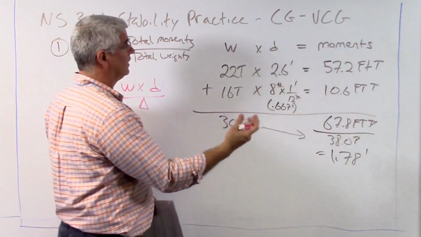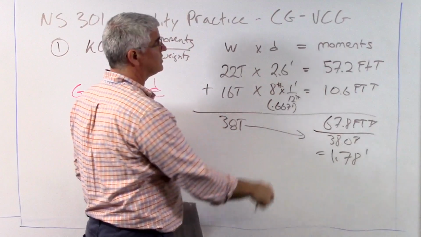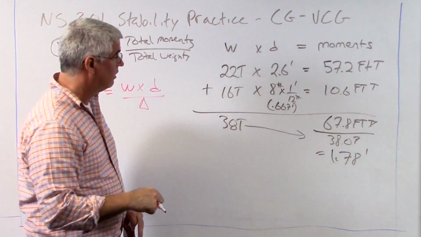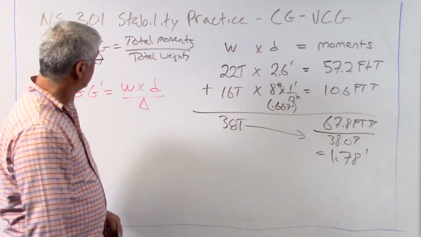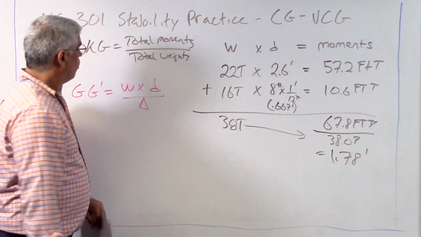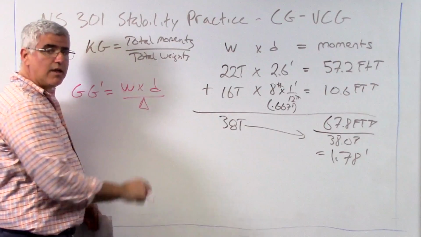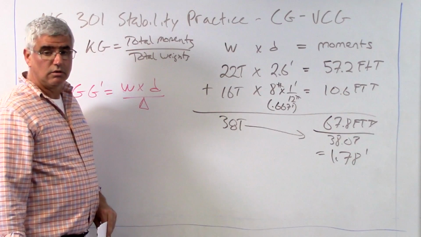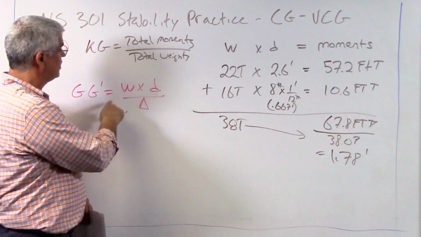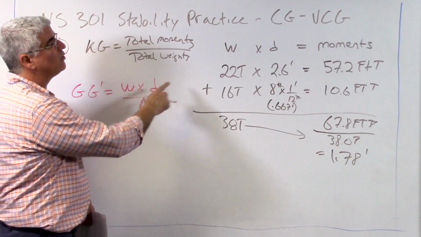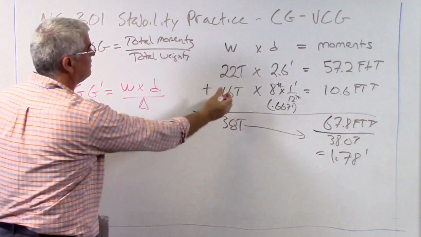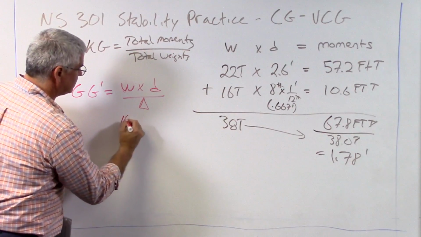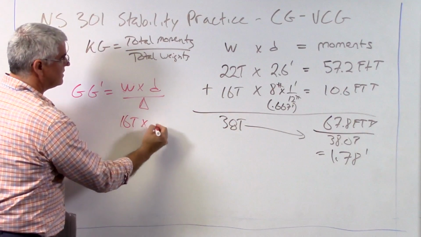We came into port, let's say, with 22 tons at 2.6. And now we're loading 16 tons at 0.667. So, what's my weight going to be? Well, if you look on page 58 of your book, you'll see all the rules for GG. Your weight is going to be the weight of the small object that you're moving. In this case, it's going to be 16 tons. So that's going to be 16 tons times the distance.